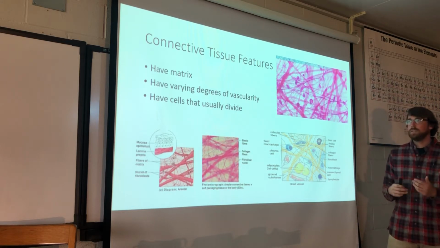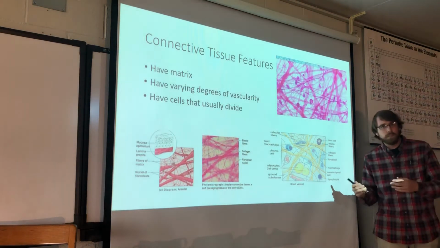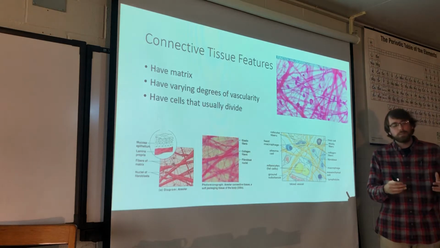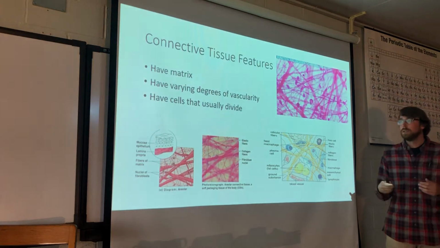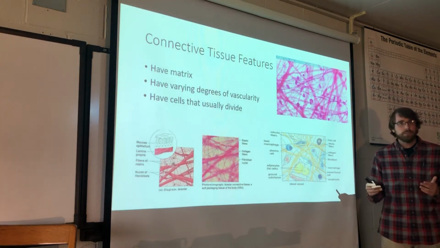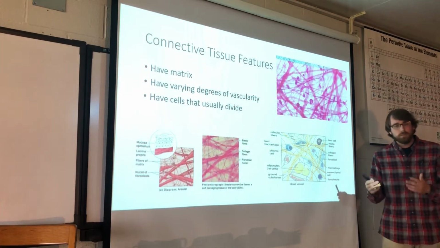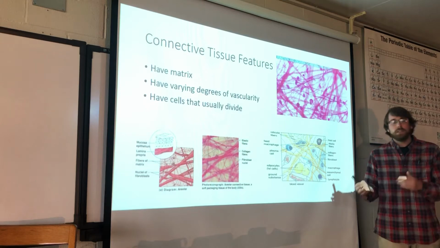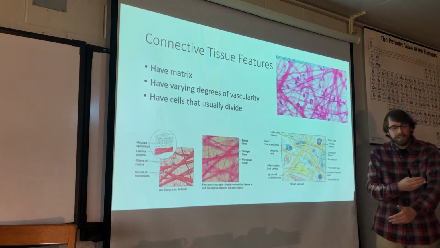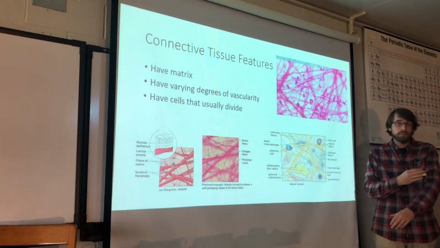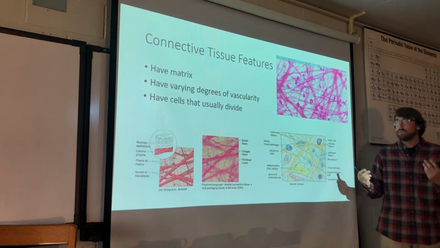Your connective tissues have varying degrees of vascularity. Some of these tissues have strong blood supplies. Some of these tissues don't have much of a blood supply. Your blood is a connective tissue. Your connective tissue has cells that usually can divide. Some of these cells have a great ability to divide. Others have a lesser ability to divide. Like your ligaments and tendons, if those are damaged, they have a sort of lesser ability. Other connective tissues have a very good ability to divide.